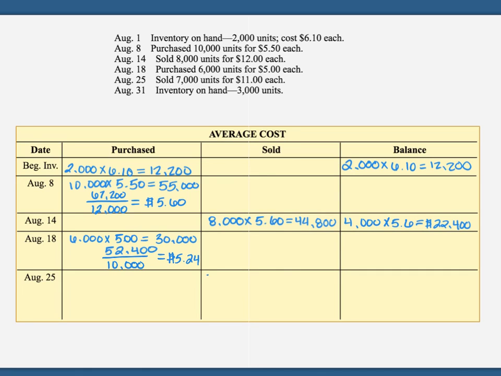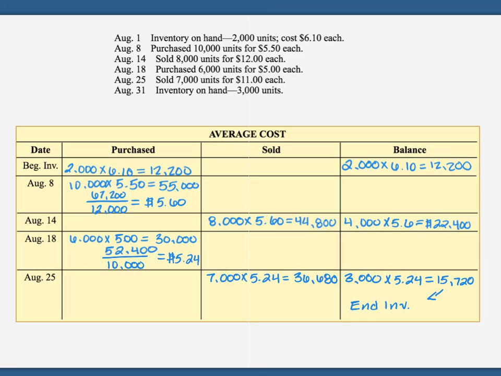August 25th, we sold 7,000 units. We multiply that by the average cost. That's going to give us 36,680. So we sold 7,000. We had 10,000. We have 3,000 units left on hand. Multiply that by the final average cost of $5.24 to give us an ending inventory amount of $15,720. That is our end inventory.